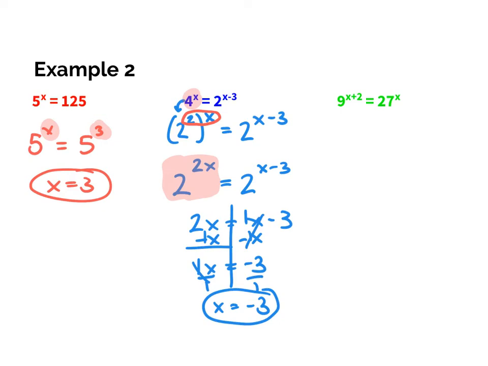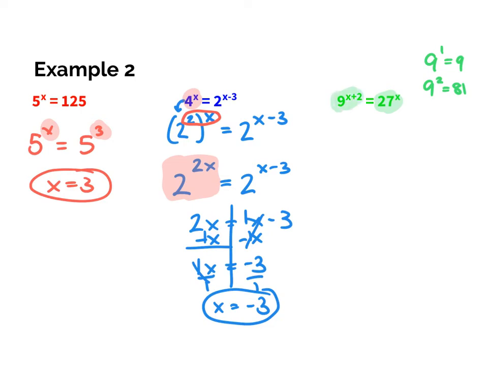I have 9 to the x plus 2 equals 27 to the x. So I notice the bases are not the same. I have a base of 9 on the left side and a base of 27 on the right side. So what I want to do is get them to be the same base. But here's the only pickle in this problem, folks: if I go to the bigger number 27 and want to change that to a base of 9, well, that won't work because 9 to the first power is 9, 9 to the second power is 81, so there's no way that I can change 27 to a base of 9.